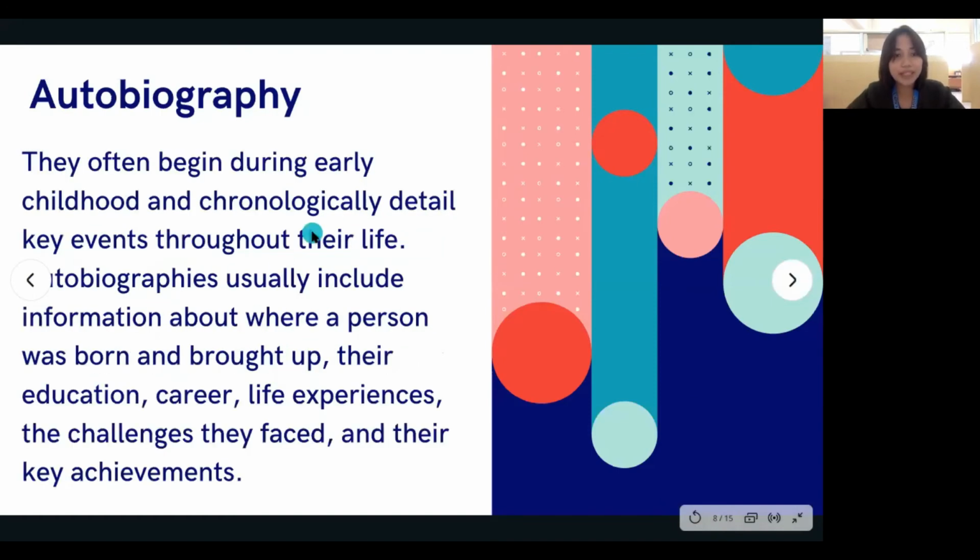Okay? So they often begin in chronological order, same with the biography. So early childhood. So from bata ka, ano yung buhay mo, maybe your experiences. It means lahat ikukwento mo doon sa autobiography essay mo, lahat ng nangyari sa'yo throughout your life, from childhood up to present. Ang pinagkaiba lang ng autobiography at biography, iba ang nagsusulat ng story para sa'yo. Autobiography, you are the one who is telling the story, your own stories. Then, autobiographies usually include information about where a person was born and brought up, their education, career, life experiences, the challenges they faced, and their key achievements. So, it is almost the same with the biography.